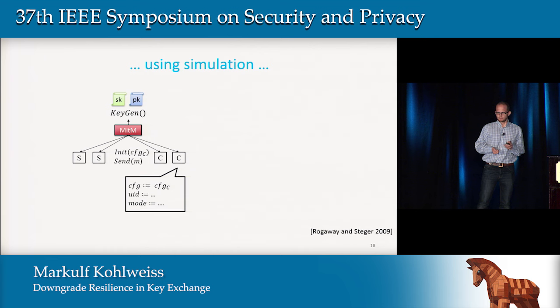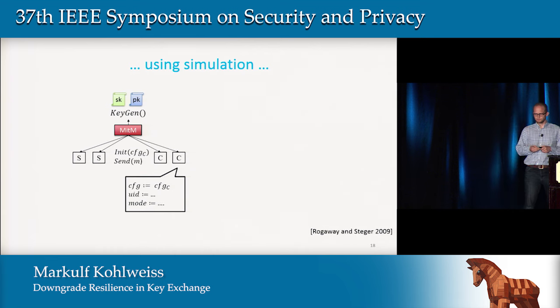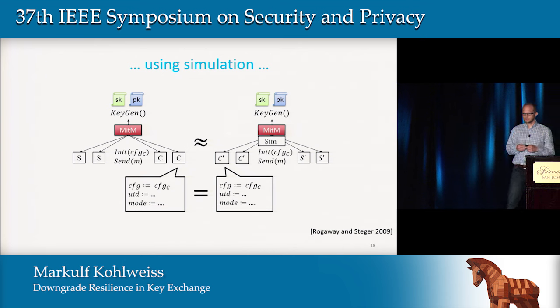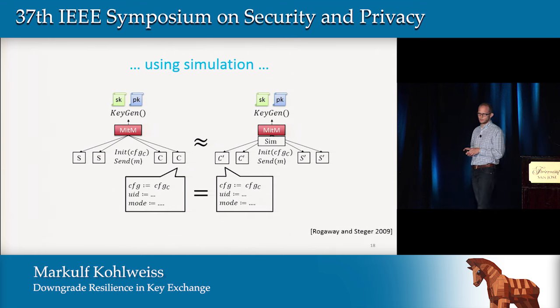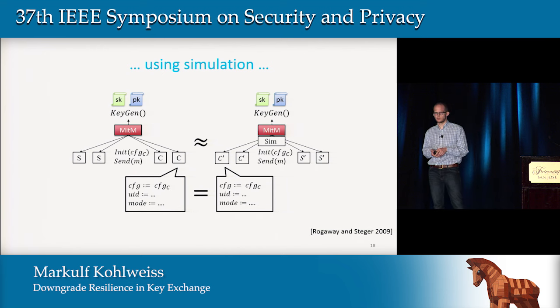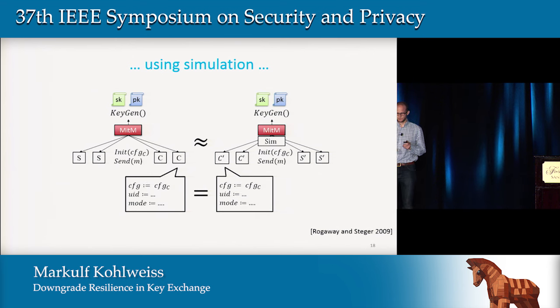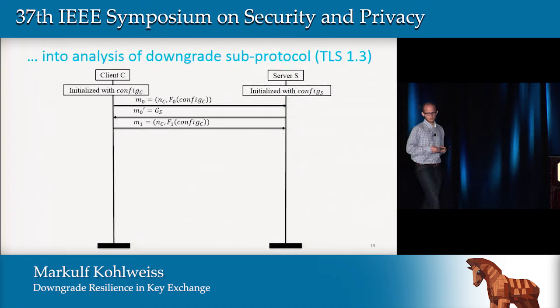So how does this work? There's the complex protocol, which you get from the standard. And then you extract from that protocol a sub-protocol that can be extended to the complex protocol using a simulator. And the simulator helps to translate every attack on the complex protocol, on the full protocol, into an attack on the sub-protocol. So if you manage to prove the sub-protocol secure, then you also prove the full protocol secure. And we did that for TLS 1.3.